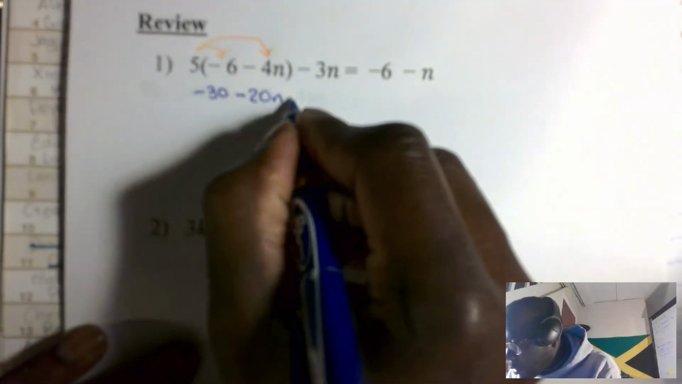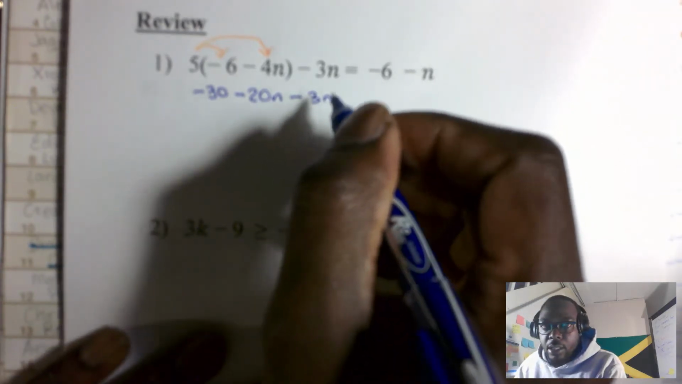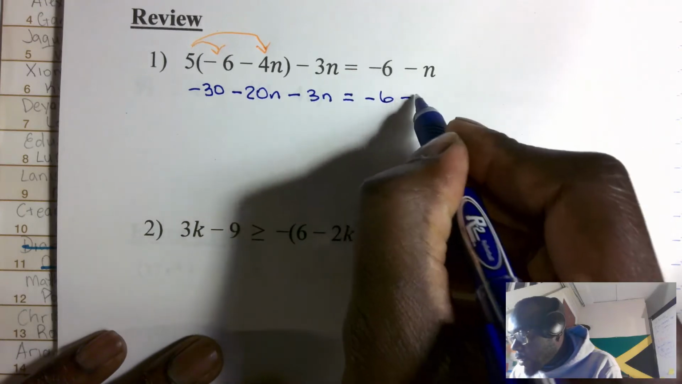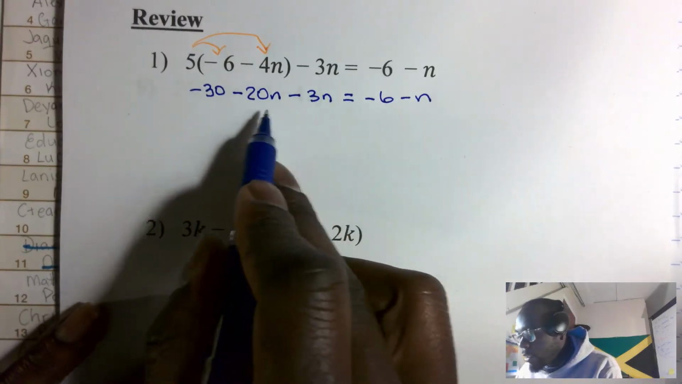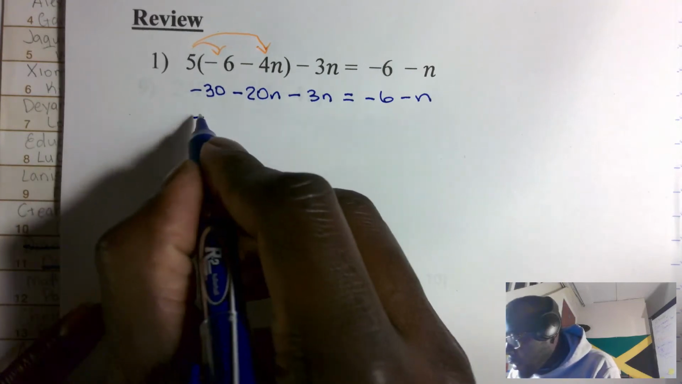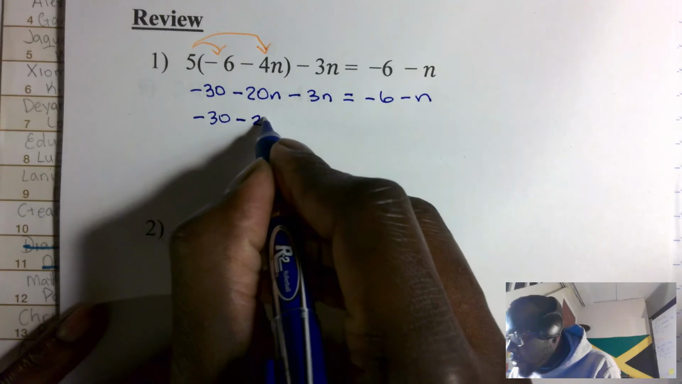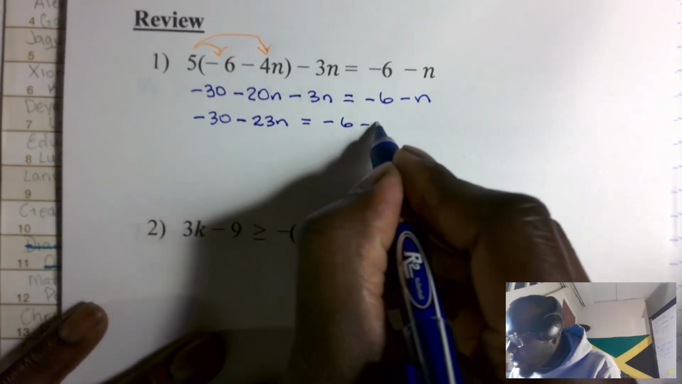And then I'm going to drop this down. Minus 3n is equals to negative 6 minus n. So now I'm going to combine all like terms here. So this is going to give me minus 30 minus 23n is equals to negative 6 minus n.